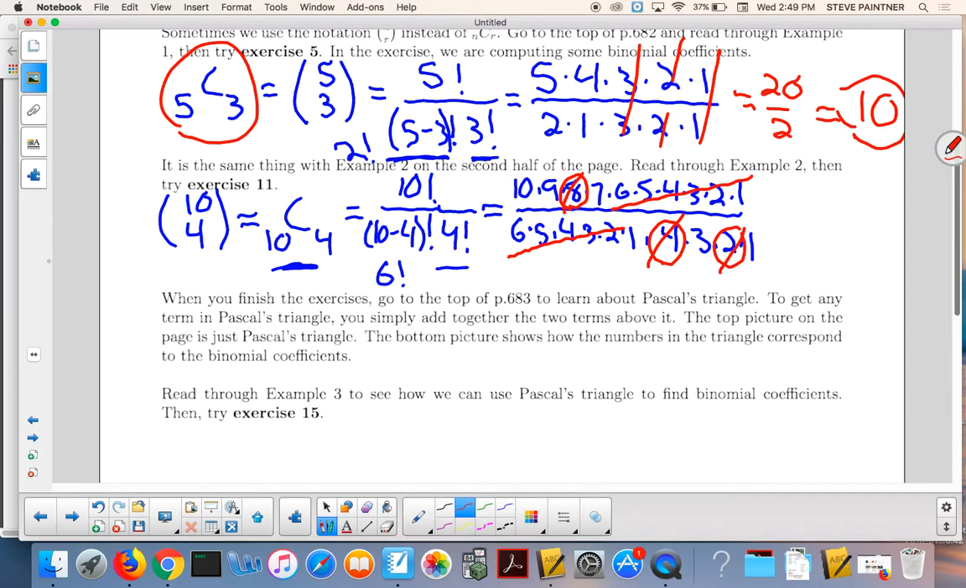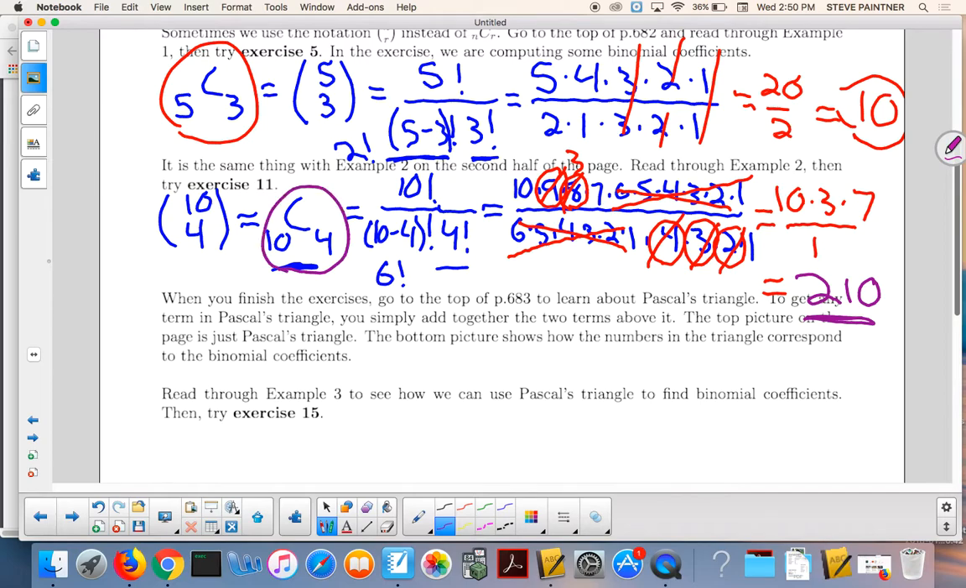The only other canceling I see that I can do is I have a 3 down here and a 9 up top. Well, 9 divided by 3, I could cancel this 3 and turn this into a 3 up top. So when we simplify, we'll actually end up with 10 times 3 times 7, because I got rid of all this over here, all over 1. So for this binomial coefficient, if you multiply those out, you will get 210. Okay, so the binomial coefficient, 10 choose 4, either notation is fine, is 210.